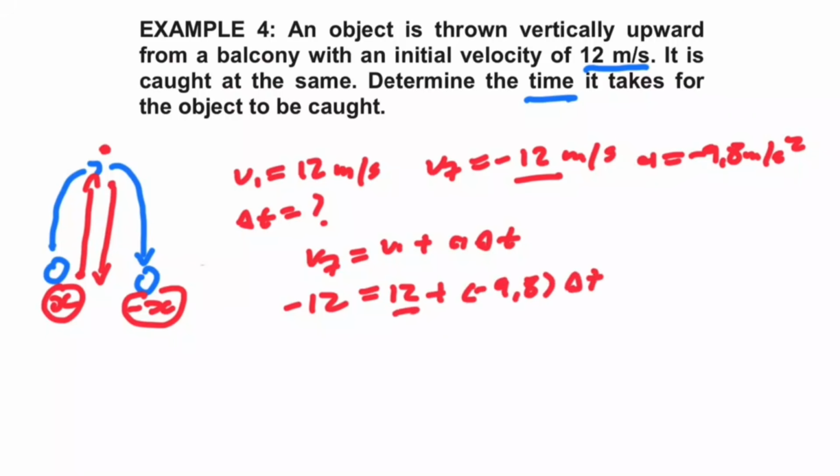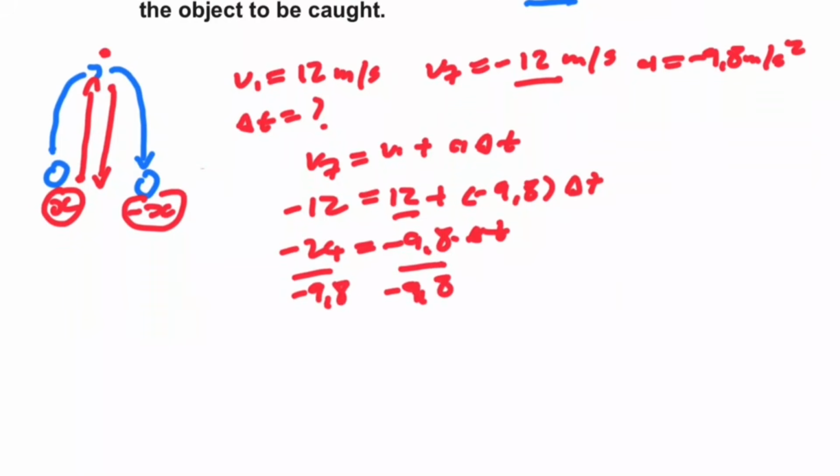We need to take 12 to the left-hand side. We're going to have minus 24 being equal to minus 9.8 multiplied by delta t. We're dividing both sides by minus 9.8 once more. And if you do that, you're going to get delta t being equal to 2.45 seconds. So as you can see, we end up with the same answer. So in this kind of situation, it's really up to you to decide on which concept you want to use.